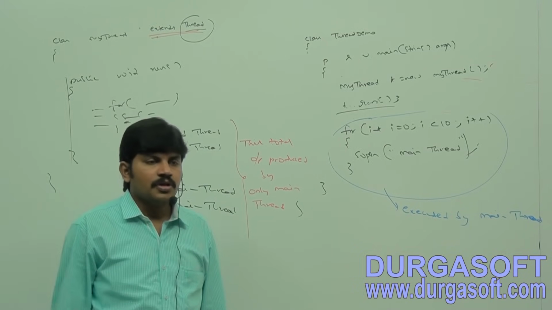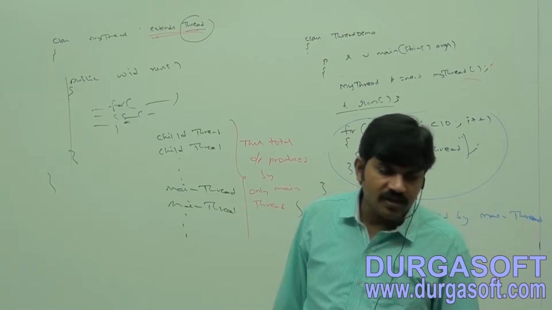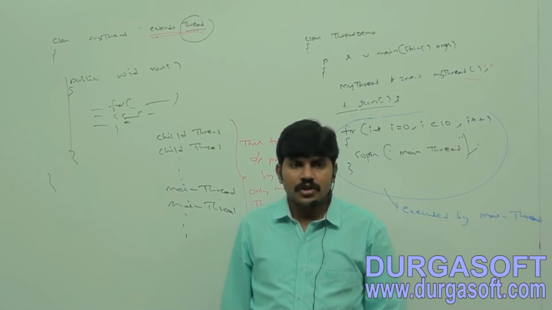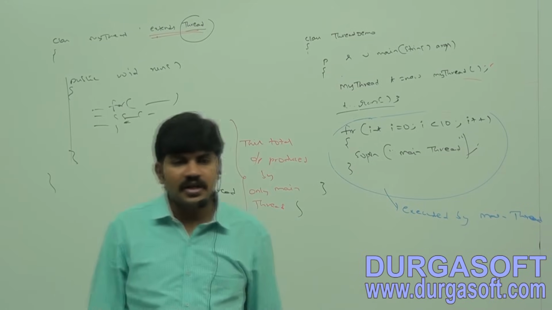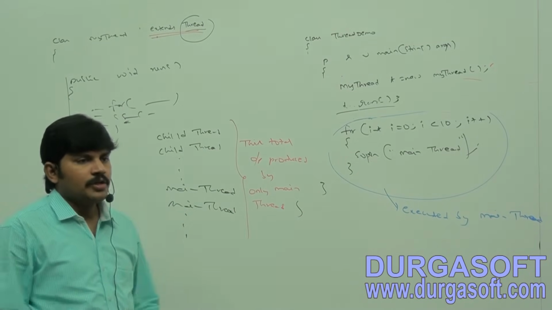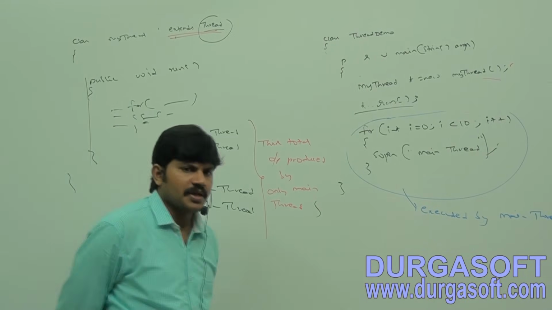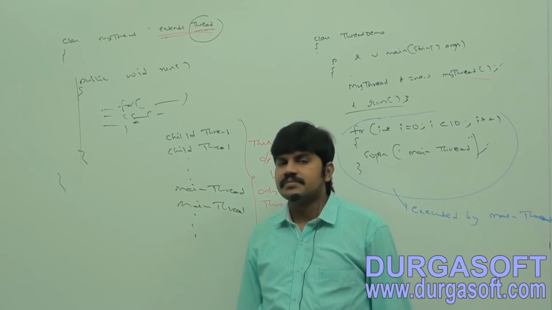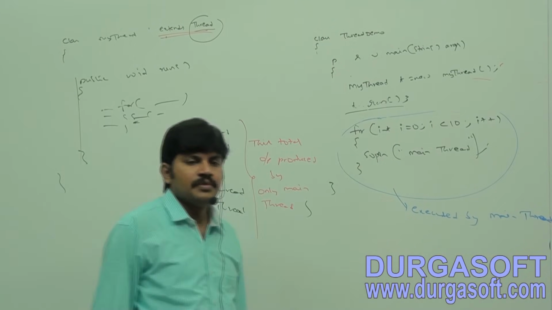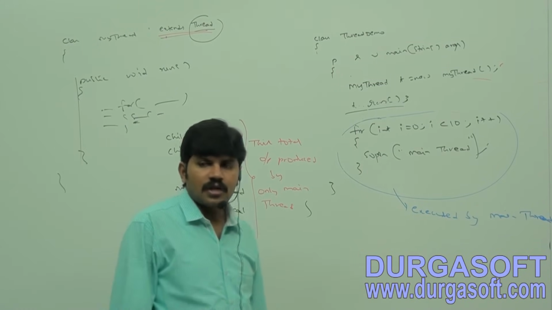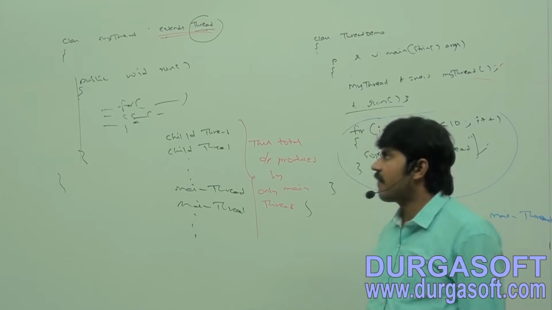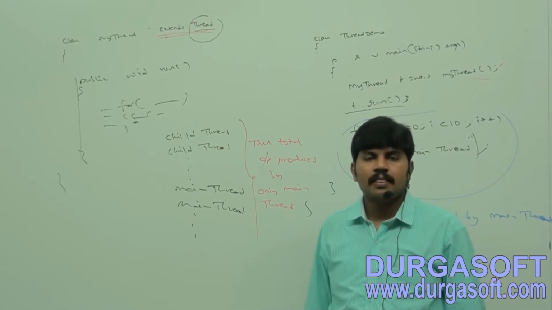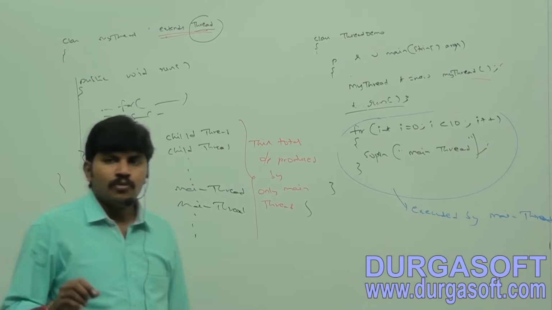But in the case of t.run(), a new thread won't be created, and the run method will be executed just like a normal method call by the main thread.